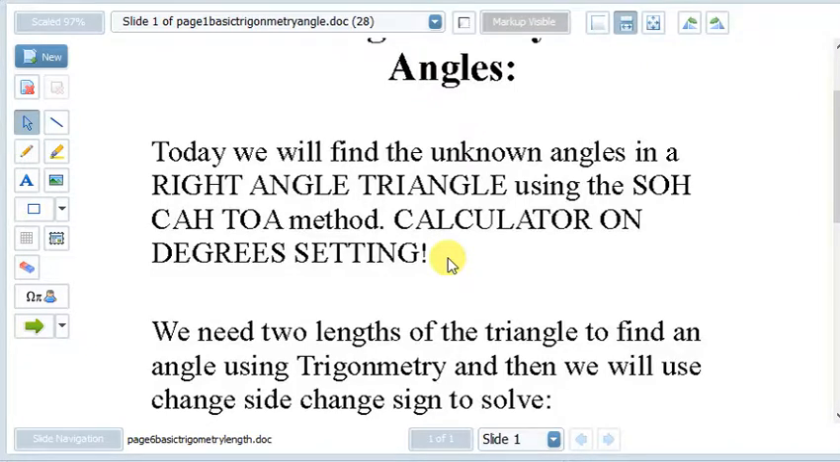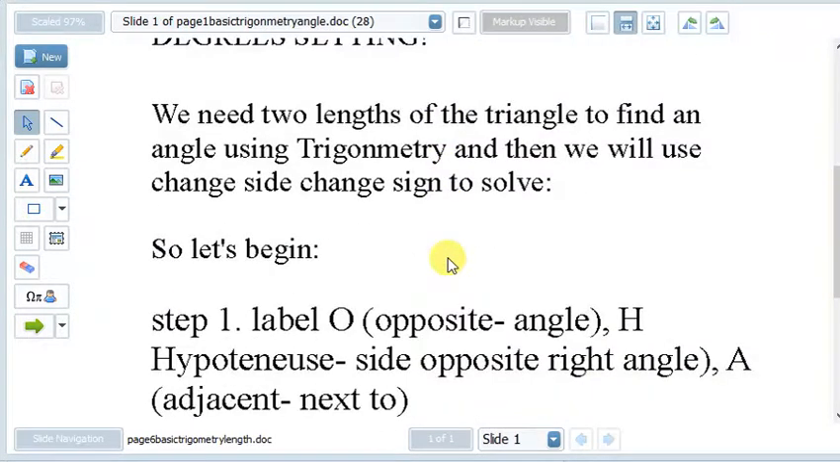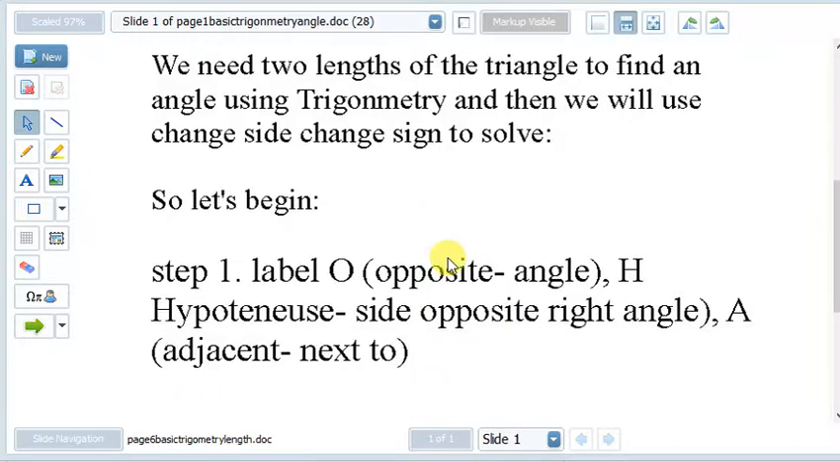Please make sure that your calculator is on the degrees setting. We need two lengths of the triangle to find an angle using trig, and then we will use change side, change sign to solve. So let's begin.